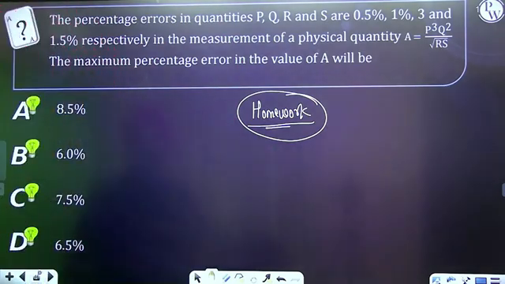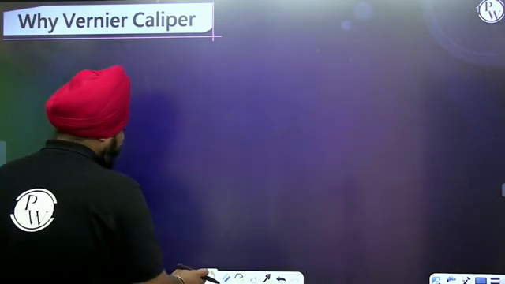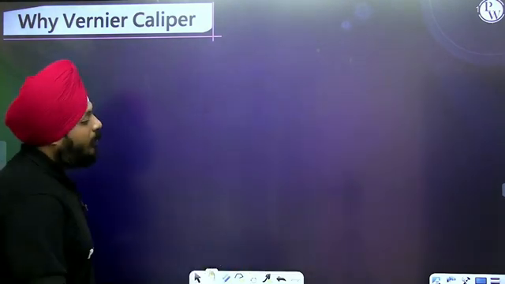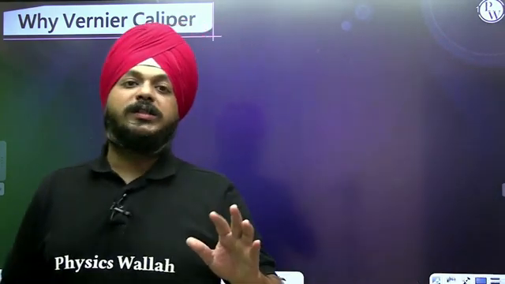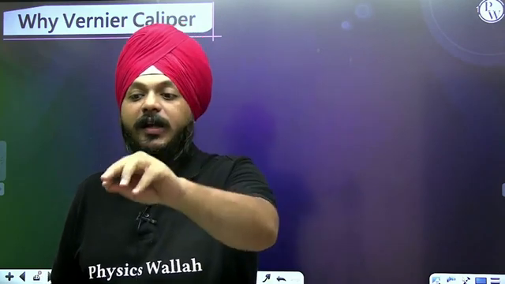Now let's move on to the last concept of this chapter, that is measuring instruments, in which calipers. Why Vernier caliper? Vernier caliper and micrometer screw gauge are simply based on three formulas, 3 of the micrometer screw gauge, 3 of the Vernier caliper.